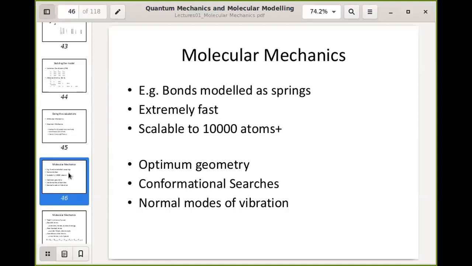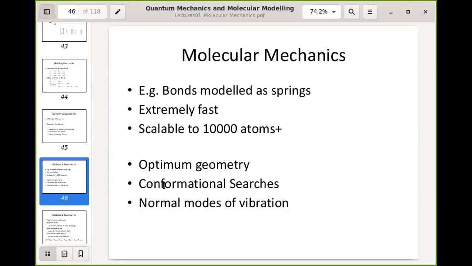So from physics, there's just an x squared multiplication that you have to do, and you've got an energy value very, very fast. It's scalable to thousands of atoms, so you can work with proteins, and there are many properties of molecules that you can calculate with molecular mechanics. So certainly you can get to an optimum geometry.